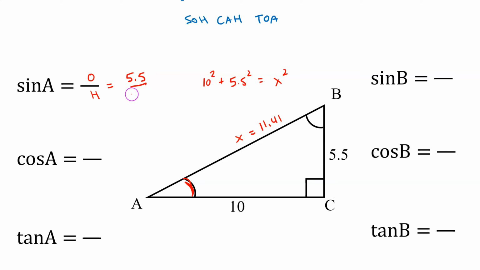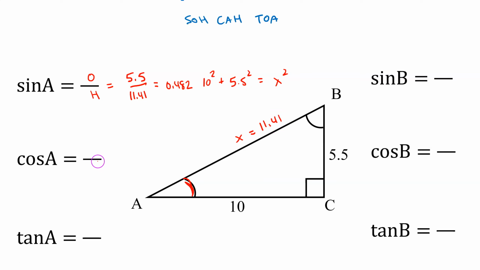So our hypotenuse is 11.41, that goes right here. And then we can simplify that into a decimal number, and that is 0.482. So this is the ratio of this side to this side. And you could think about that as a percentage if you move the decimal place over. And what it's saying is this side is 48% the length of this side.